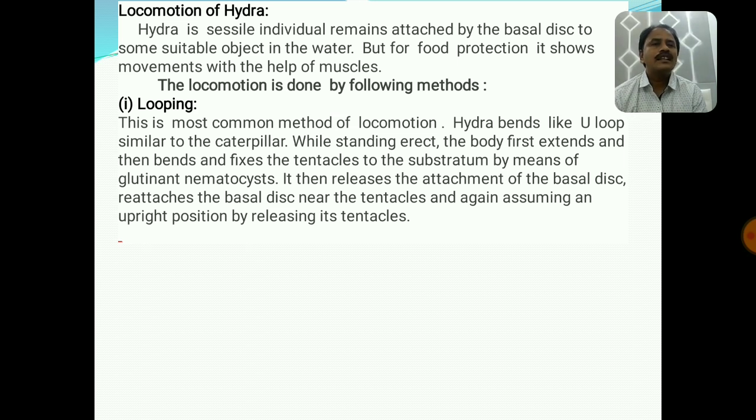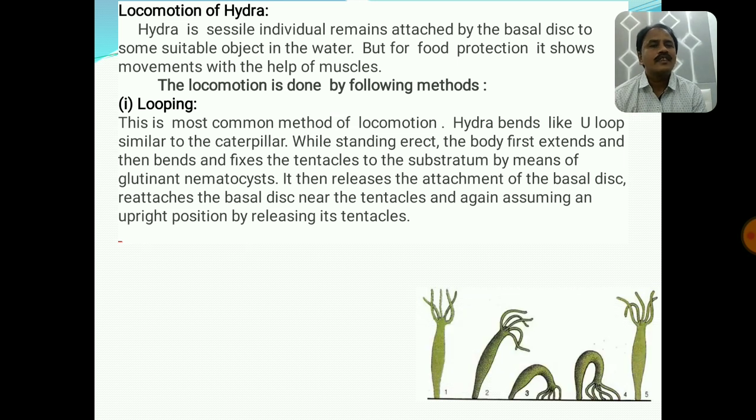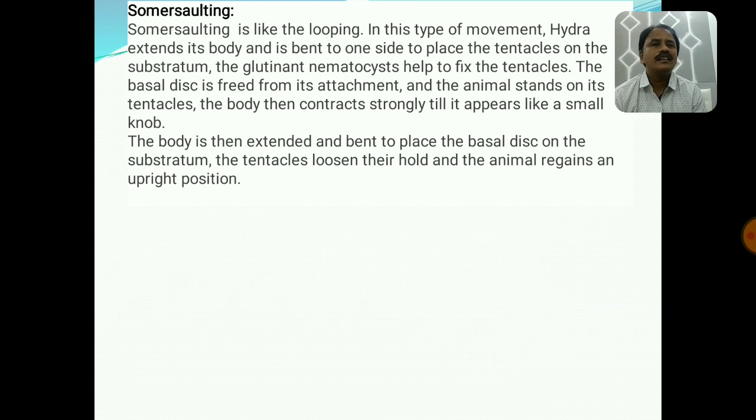The next method is the somersaulting method. The somersaulting method is similar to the looping method. It extends its body and with the help of the tentacles and the pedal disc, it moves in the forward direction by this somersaulting method.